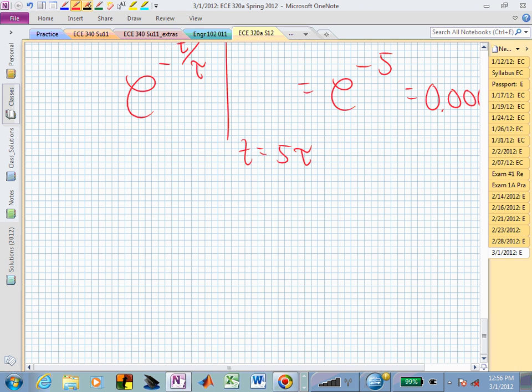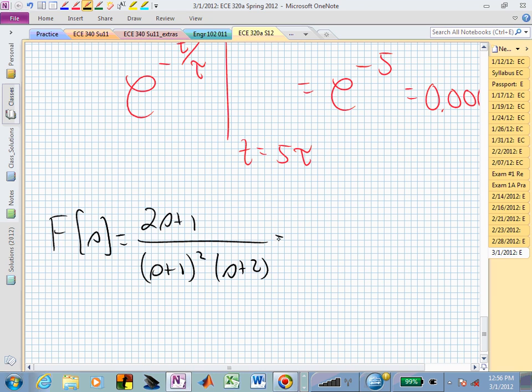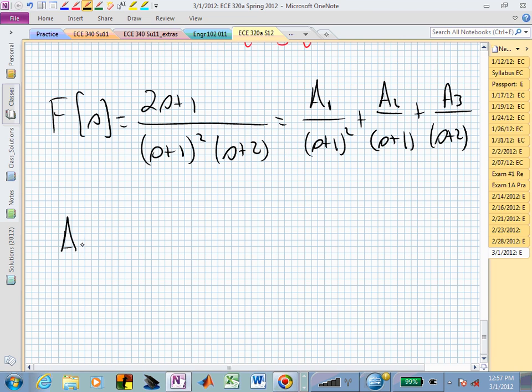If we now evaluated, let's go back to what we had. We had F of s equal to 2s plus 1 over (s plus 1) squared times (s plus 2). I think that's what we had to begin with. And we said we had an A1 over (s plus 1) squared and an A2 over (s plus 1), and then we had an A sub 3 over (s plus 2). What's A3? We can get it fairly quickly. We just multiply both sides through by s plus 2 and set s equal to -2.